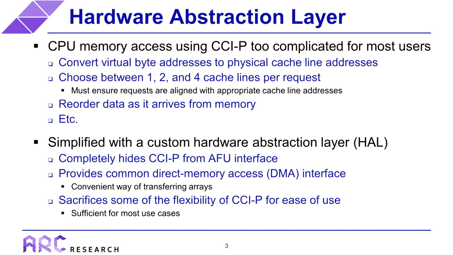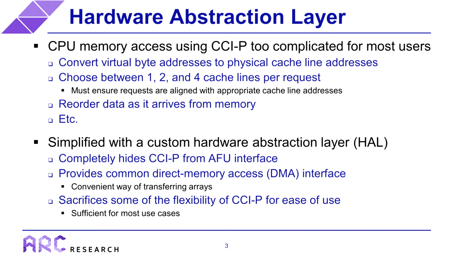There's just a bunch of challenges that you have to understand how to deal with, which I'll talk about in a future presentation. But you have to deal with things like converting between virtual byte addresses and physical cache line addresses. You have to choose whether or not to break up your stream of data into cache line requests of 1, 2, or 4. And when you do that, you have to make sure that the requests are aligned with appropriate cache line addresses. One really big issue is that when you read from memory using CCIP, you actually don't get the data back in order. It arrives out of order and you have to reorder it for use in your AFU. And there's a handful of other challenges that you have to solve to use CCIP when accessing memory.